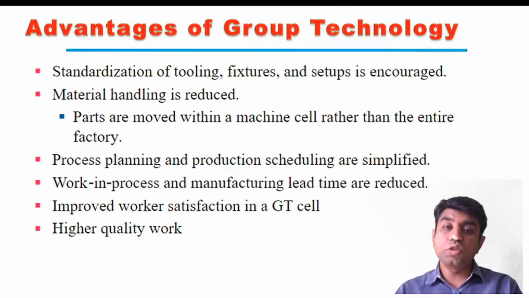Now the advantages of this entire group technology concept: the standardization of tools, fixtures and setups is encouraged. The material handling is reduced. Parts are moved within a machine cell rather than the entire factory area, right? As limited machining operations are required for one part, that part is required to travel across only one machine cell instead of traveling across the entire factory. Then the process planning and production scheduling become very simplified.